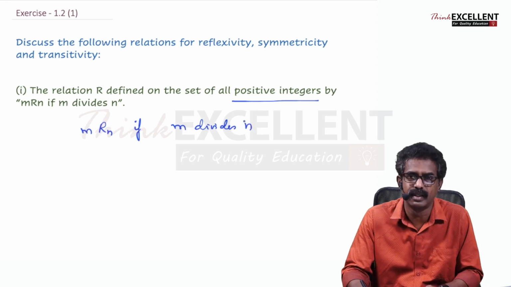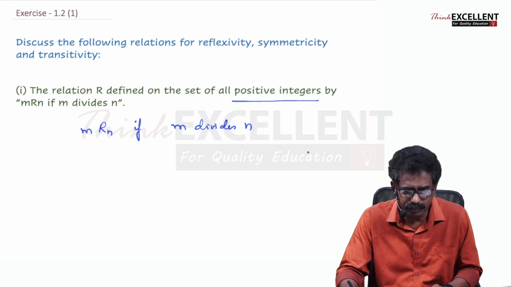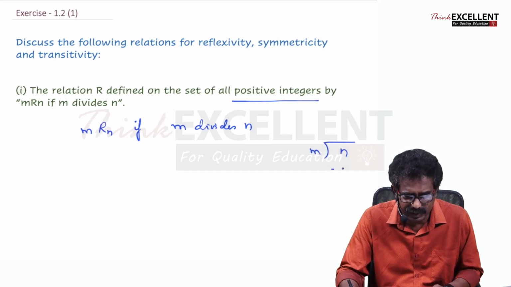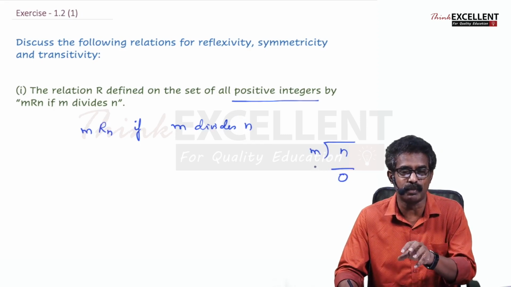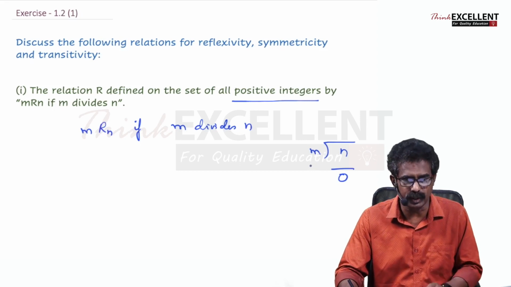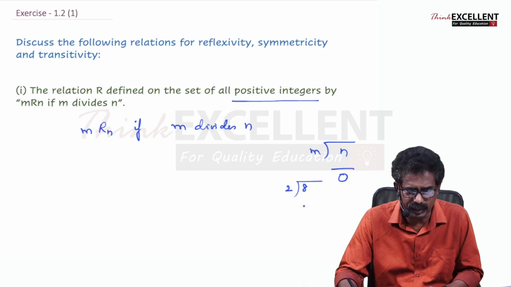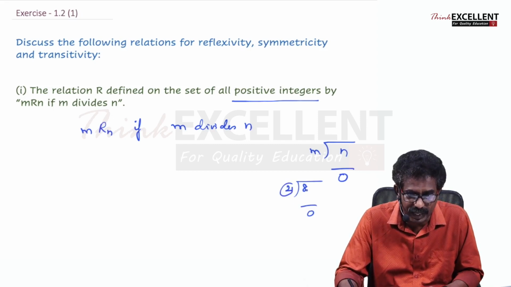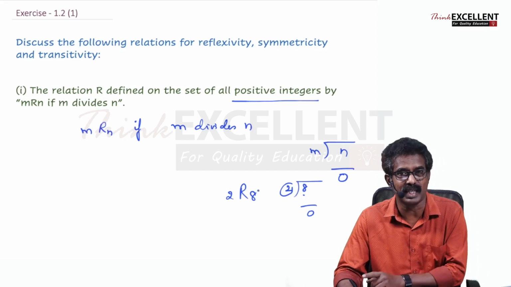If m divides n, that means the remainder must be 0. So m is a smaller number, n is a bigger number, right? n you can divide by m, and the remainder is 0. Then you can say m is related to n. You know, 8 you can divide by 2. 4 2s are 8, the remainder will be 0. So you can say 2 divides 8. So in this case 2 is related to 8, because 2 divides 8, right?